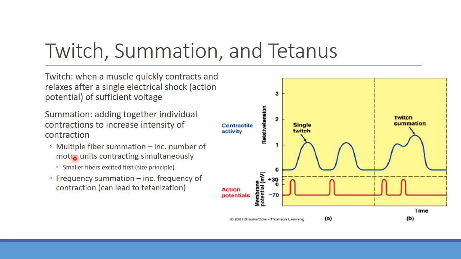There's multiple fiber summation, and then you'll find that there's also frequency summation, where you have an increased frequency of the actual contractions. You have an increased number of action potentials stimulated in the muscle, and this can lead to eventual tetanization. And what do you think that is?